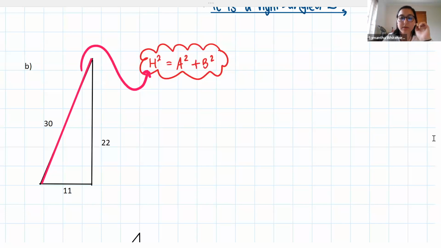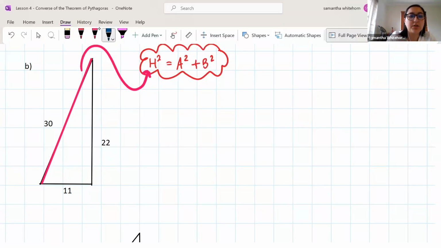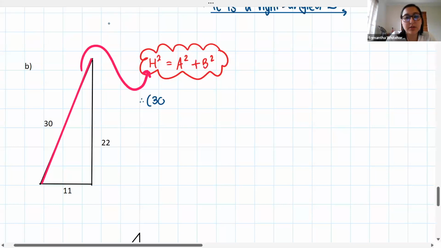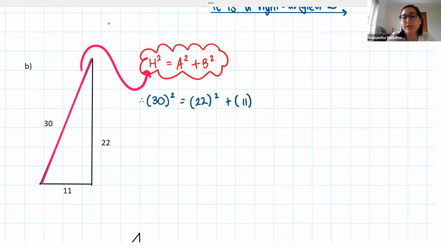Nice, grade 8. Well done. This is excellent work. Alrighty, so we substitute in our longest side, which is 30. So 30 squared is equal to 22 squared plus 11 squared. If you said 11 squared plus 22 squared, that is also absolutely fine. Remember your reason, converse Pythag.